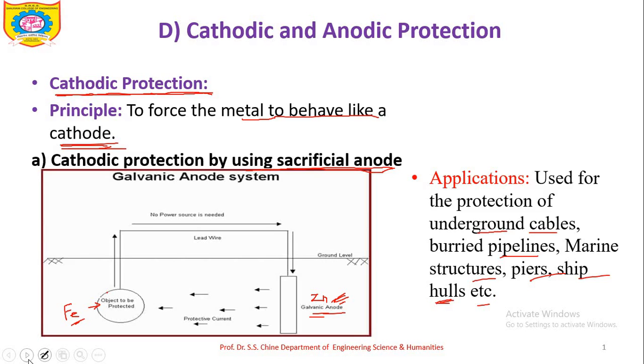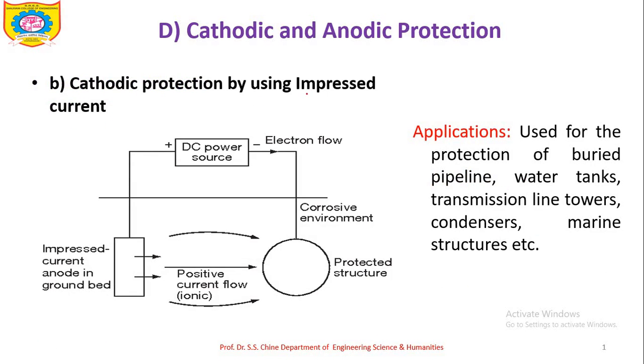Okay. Then cathodic protection by using impressed current. So what is the meaning of impressed current? In this method, an impressed current is applied in the opposite direction of the corrosion current to nullify the corrosion current and to convert the corroding metal from anode to cathode.